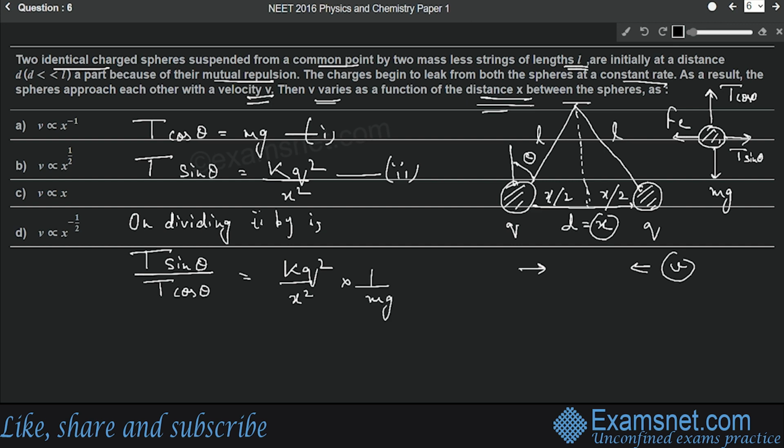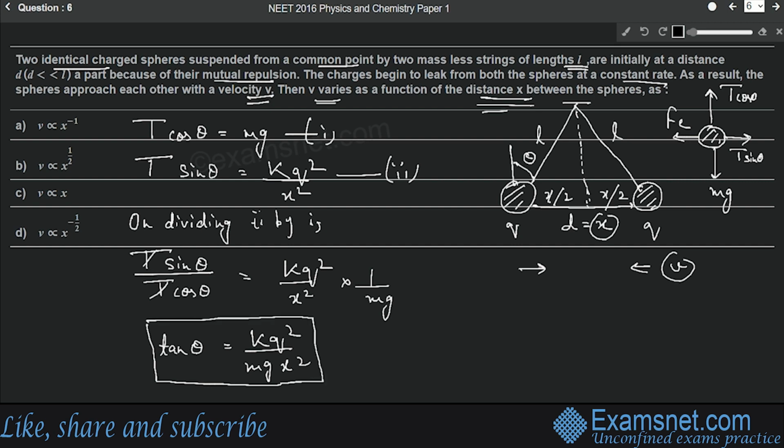So on the left hand side we got T cancelled, and sine theta by cos theta is equal to tan theta. And this side we have kq² upon mgx². Okay. So this is what we got by dividing these two equations. Now here, if you look at this figure carefully, we can see a bigger triangle, and on dividing the base into two parts, we have two smaller triangles.